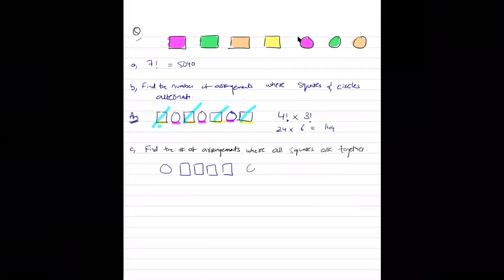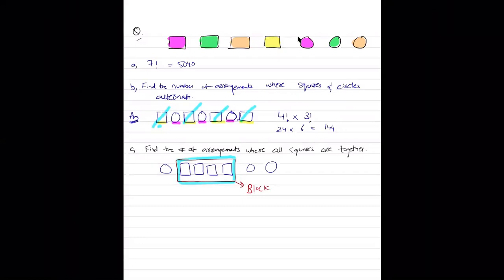Circles are free to move, but wherever you are going to move the squares, they are going to be moving together. So you bundle them up or you group them together, and you are going to treat them as a single block. You make a block out of it. So wherever the square goes, they move around, they move as a block.